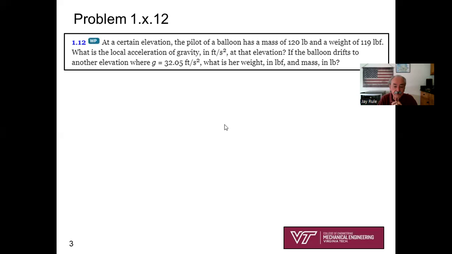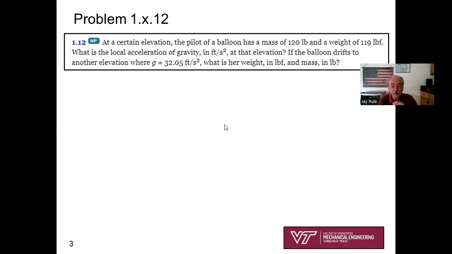At a certain elevation, the pilot of a balloon has a mass of 120 lb, that's pounds mass, and a weight of 119 pounds force. What is the local acceleration of gravity in feet per second squared at that elevation? Reasonable question. If the balloon drifts to a new elevation where g, acceleration due to gravity, is 32.05 feet per second squared, what is her weight in pounds force and mass in pounds mass?